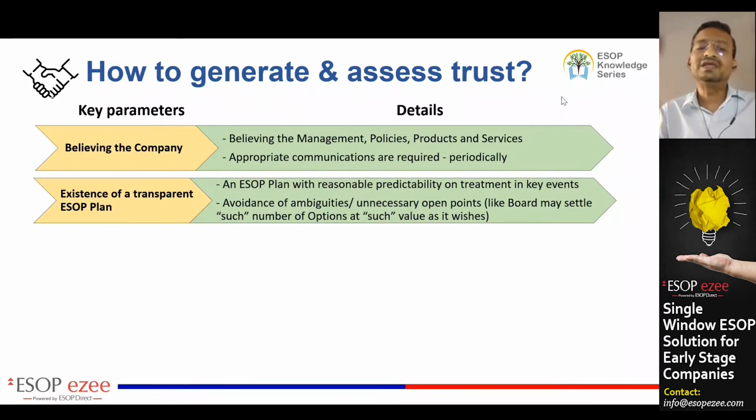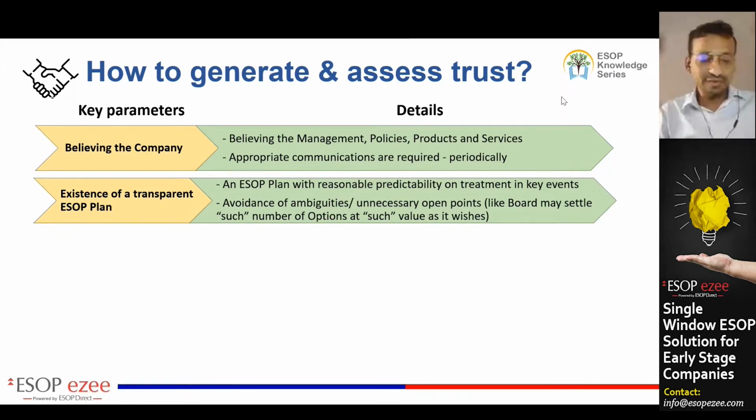So that gives a leeway for unlisted companies to draft the ESOP scheme in such a way that there are chances that some or many provisions in the ESOP plan are not predictable by the employees. They cannot easily understand that. They cannot easily picturize the kind of treatment of their vested and unvested options, or the kind of liquidity they can make in case of some key events.